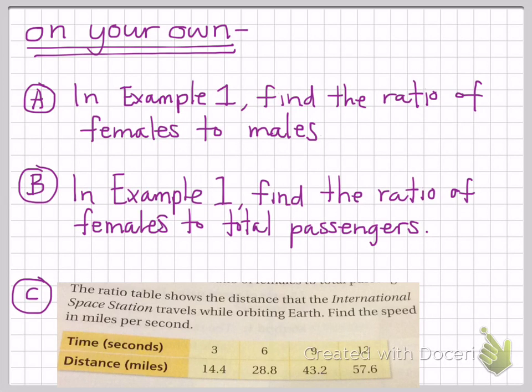Okay? And C, the ratio table shows the distance that the International Space Station travels while orbiting Earth. Find the speed in miles per second. So you know that miles is going to go on top and seconds are going to go on the bottom. And go ahead and look back at your examples to help you figure that out and check back with me.